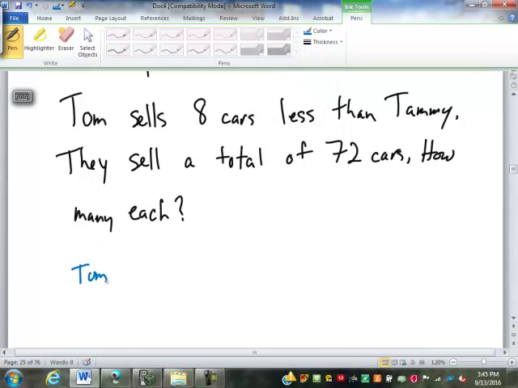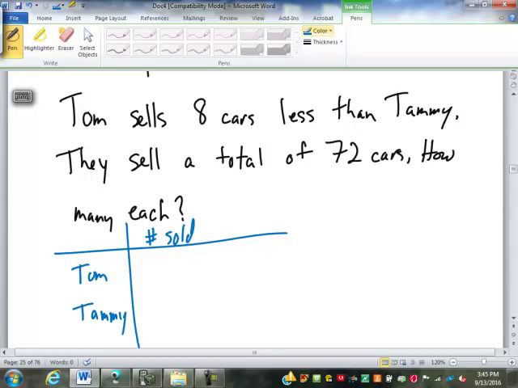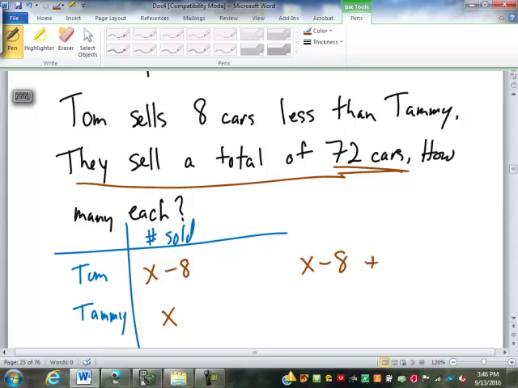So here we've got Tom and Tammy representing the number sold. Which one's going to be X? Tammy. What's Tom going to be? X minus 8. Okay, so now what are we going to do with those? Do they combine as the total we're given, the total number sold? Careful. It actually is, right? Yep. They sell a total of 72. So we can just add these two numbers together. X minus 8 plus X equals 72.